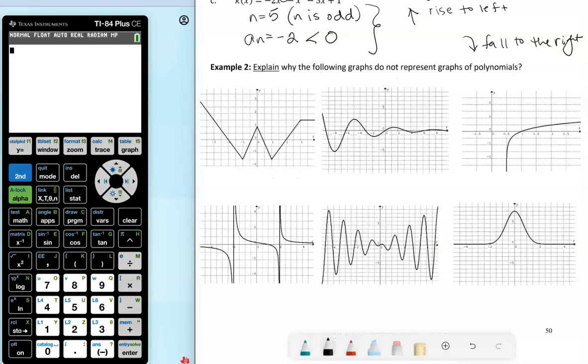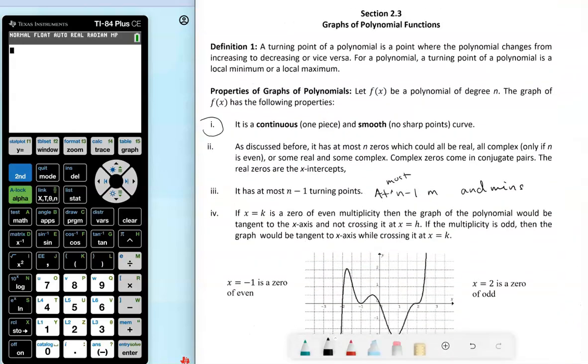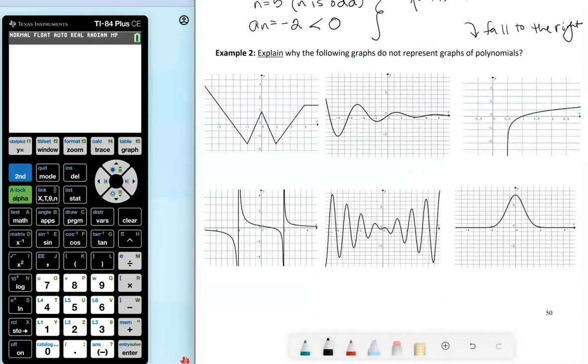Example 2 gives us 6 graphs of functions that are not polynomials, and it wants us to go back to the first point on the properties of graphs of polynomials, which is up here. It says that a polynomial graph is continuous in one piece and it's smooth with no sharp points. So these 6 graphs on example 2, we are supposed to determine why these functions are not polynomials.